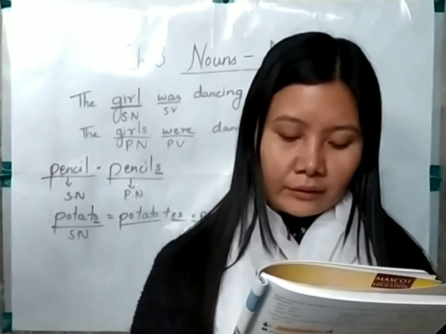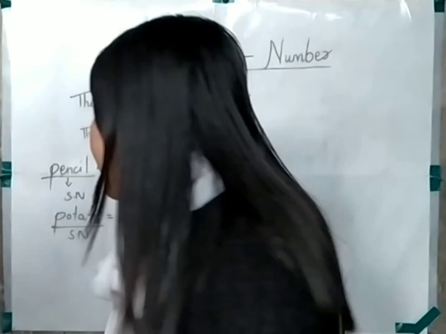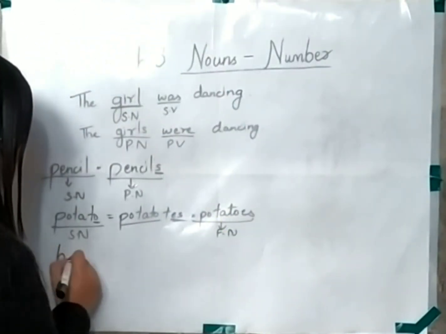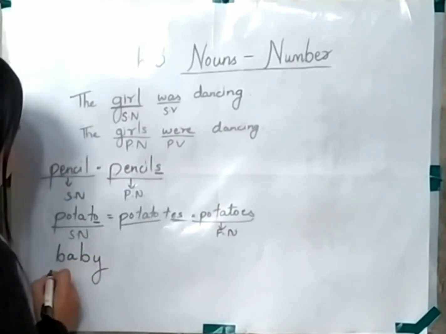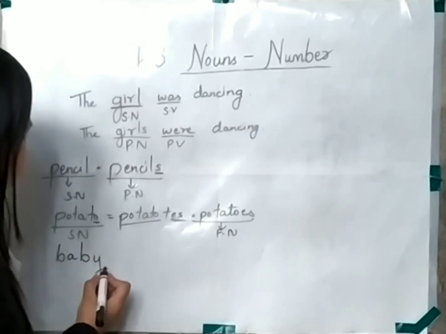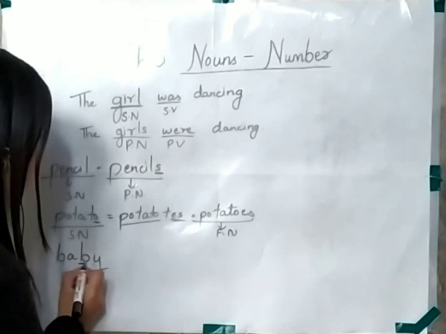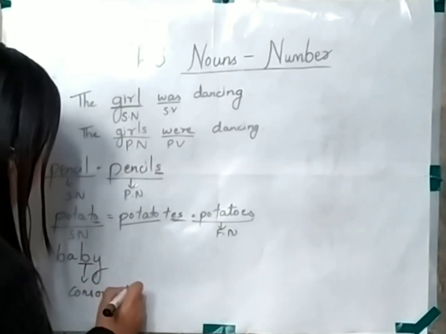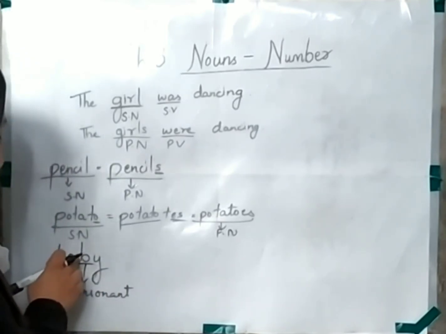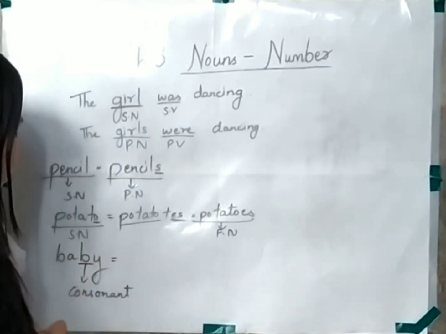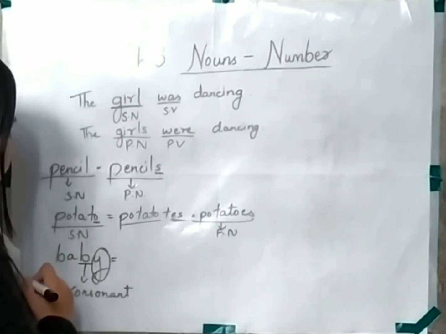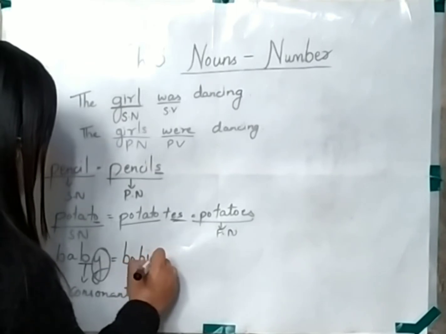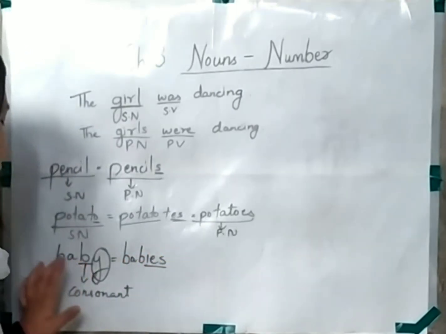Some nouns end in a consonant plus y. So some nouns, they end in what? Consonant plus y. Let's take an example of baby. This is an example of a noun, and you can see that this noun is ending in a consonant. B is a consonant. So this noun is ending in consonant plus y. In such a case, what do we do? We remove this y and we replace this y with ies. This is something which you need to keep in mind.